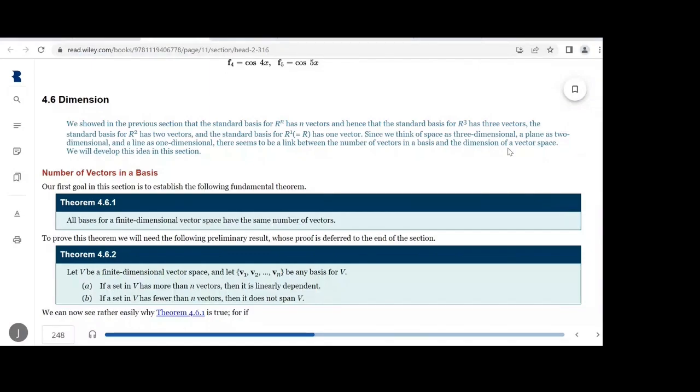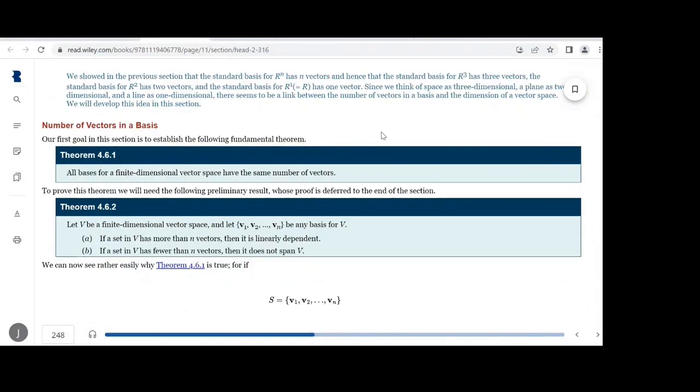So for 4.6 for dimension, we talked about how we were determining if things were a basis for a coordinate system. If you have a finite dimensional vector space, that's what we've been dealing with. We haven't been dealing with infinite vector spaces. You might find different bases for that vector space, but what they want you to know from theorem 4.6.1 is that all of the bases that you might define will have the same number of vectors.